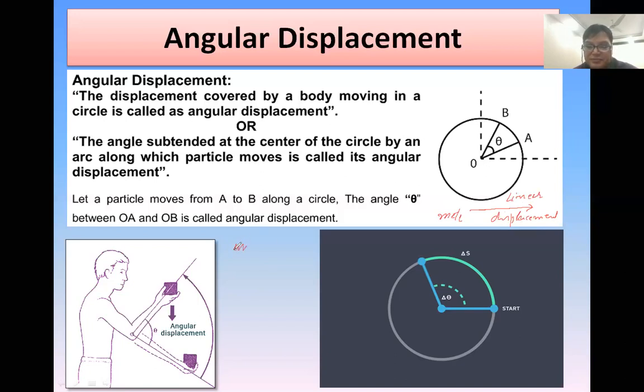What is the unit for angular displacement? An angle is measured in two ways, in degrees and in radians. But in our syllabus and in SI units, it is radians. It is radians, not degrees. Then what is the difference between degree and radian? It is our next article.